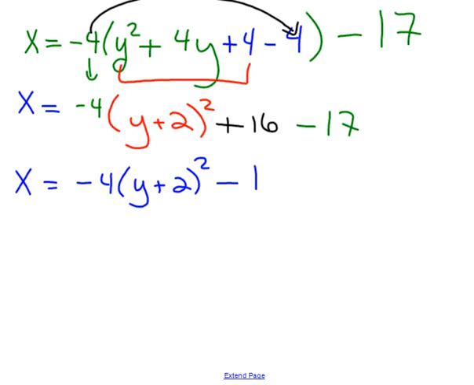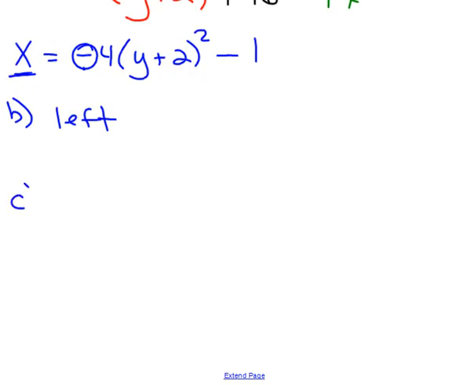All right, so now what I need to do is determine, does this open up, down, right, or left? Well, because it's x equals, right away I know my answer is either right or left. Okay, and then because my a value is negative, that means I'm going to open down. Sorry, that means I'm going to open to the left. So my answer for B is left. All right, and then C wants me to sketch it.